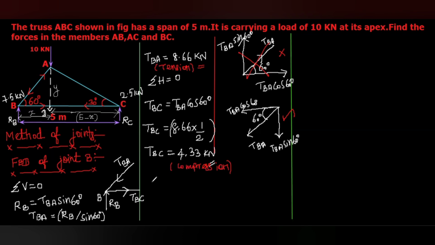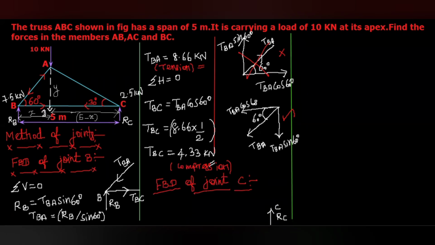Okay. So free body diagram of joint C. Here, first I'm going to draw the free body diagram of joint C. Here you can see this is joint C. So the upward force at point C is RC, and the other two forces are in the members AC and BC.